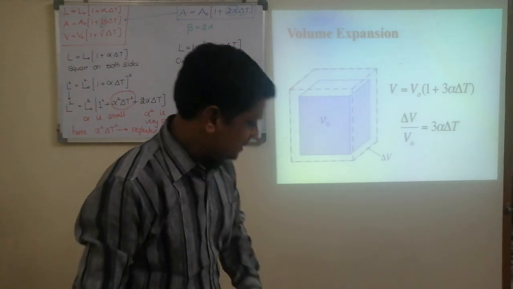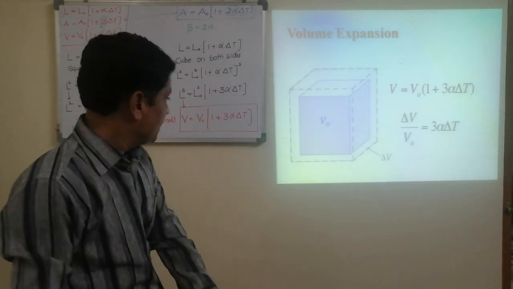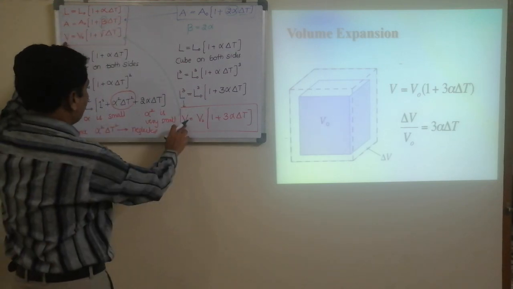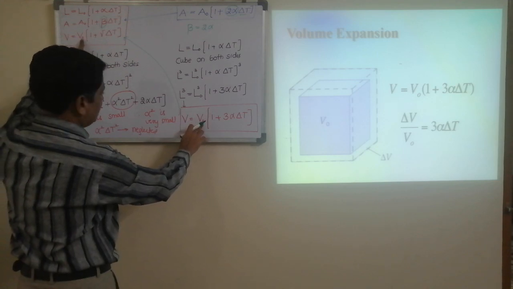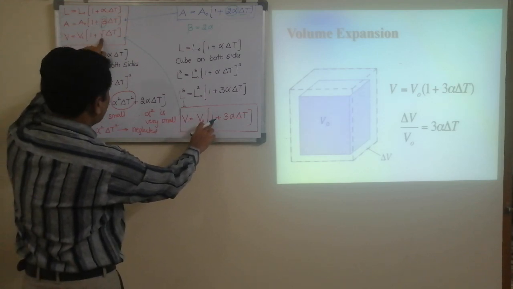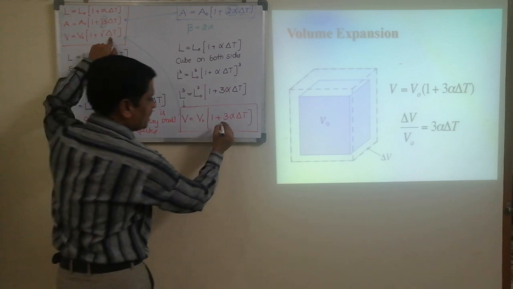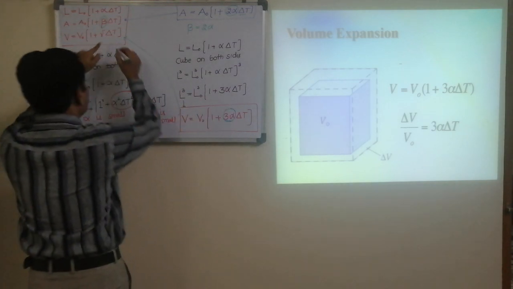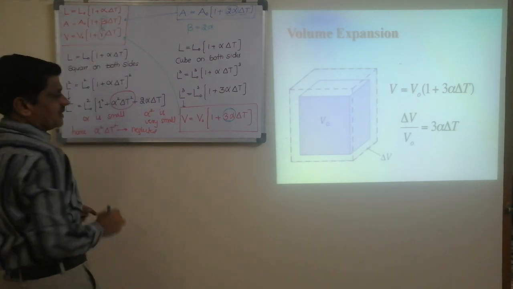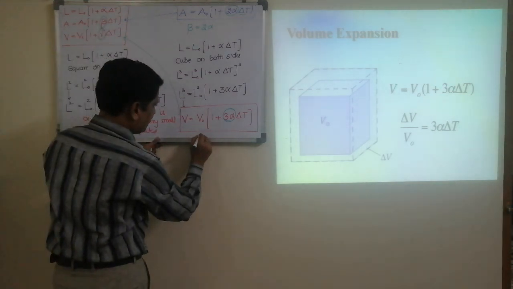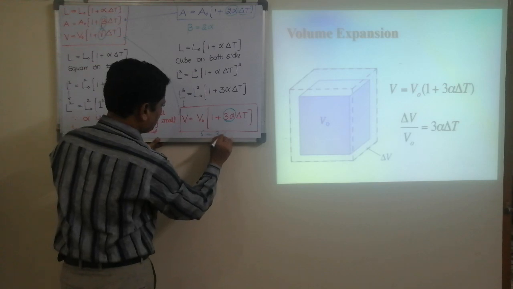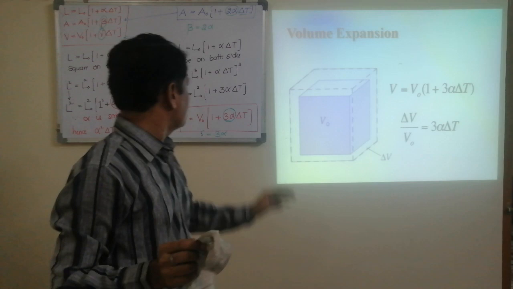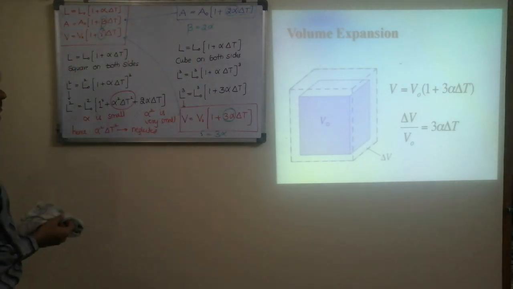Based on this, if I compare this with the equation V equal to V naught in bracket 1 plus gamma into delta T, here we have 3 alpha into delta T. It means 3 alpha is the same as gamma. That is, gamma is equal to 3 alpha. So pause the screen, if you want you can note down.